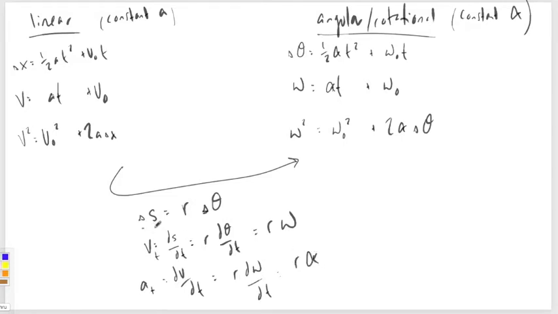So to translate from position to angle, you multiply the angle by r. To translate from velocity to angular velocity, you multiply by r. To translate from tangential acceleration to angular acceleration, you multiply by r. All right? Not too bad.